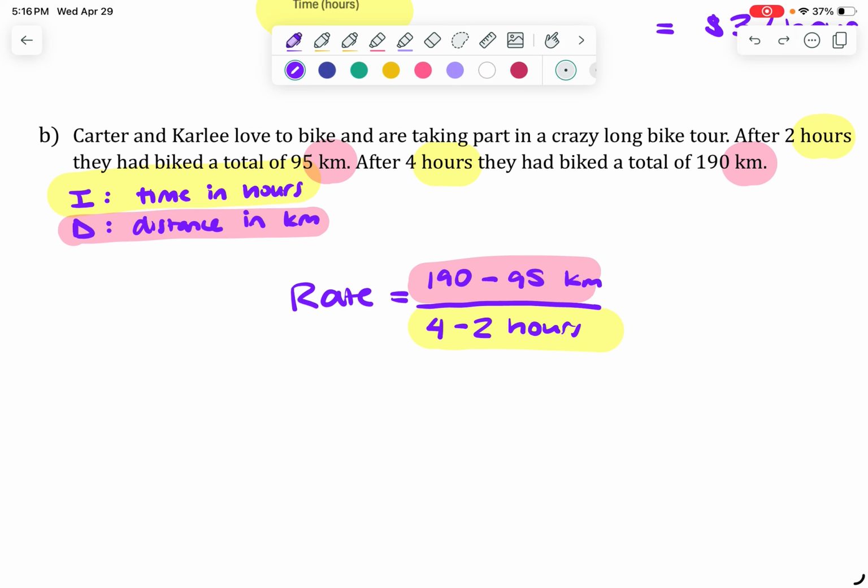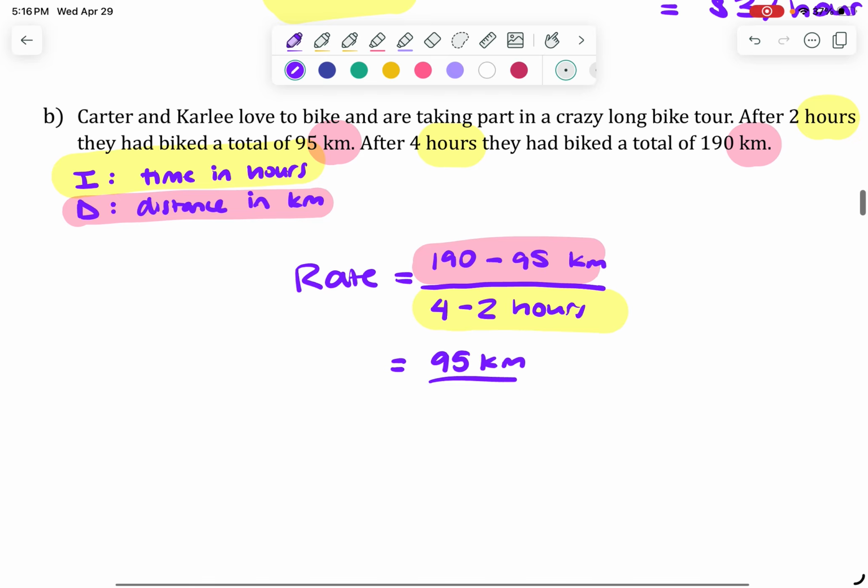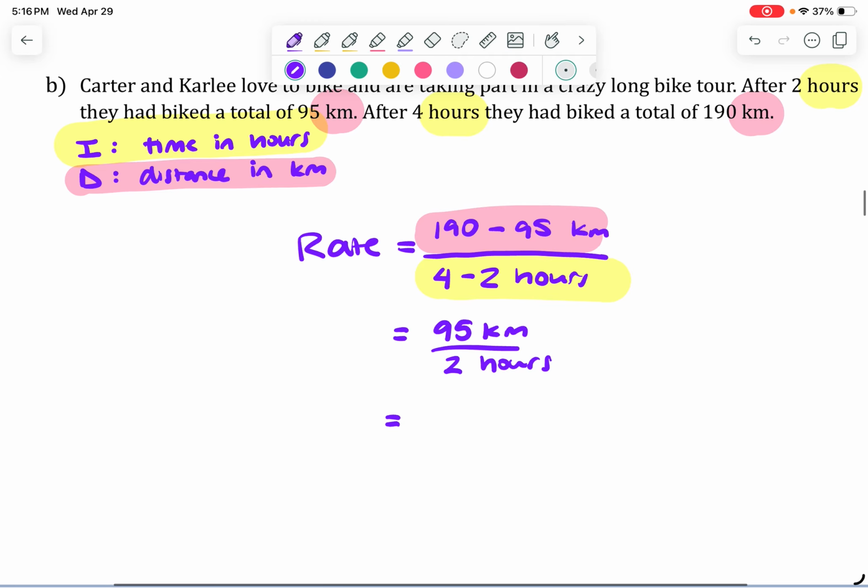Okay, we're going to do this math. 95 taken away from 190 is still 95. Yes. 2 taken away from 4 is still 2. And I'm, of course, maintaining my units. I can reduce this, and so can you. And yes, it'll be a decimal, but who says we don't like decimals? That's 47.5 kilometers per hour.